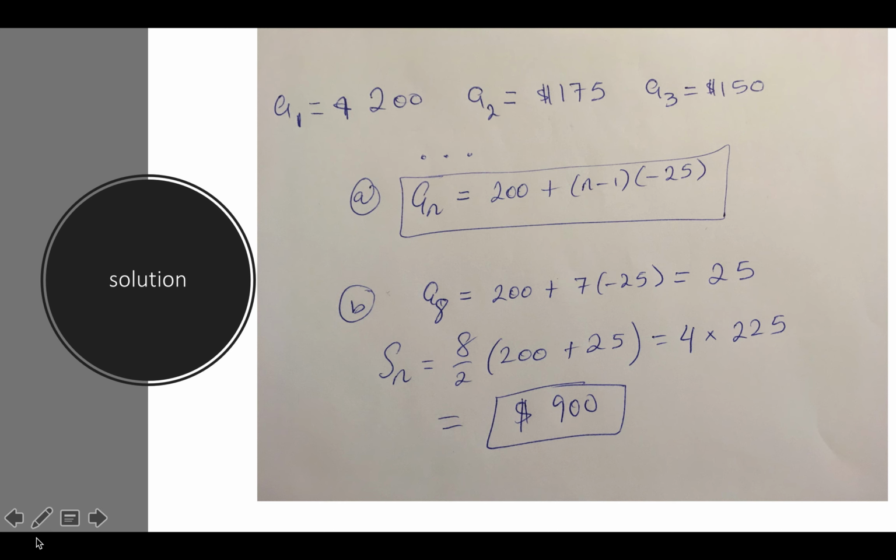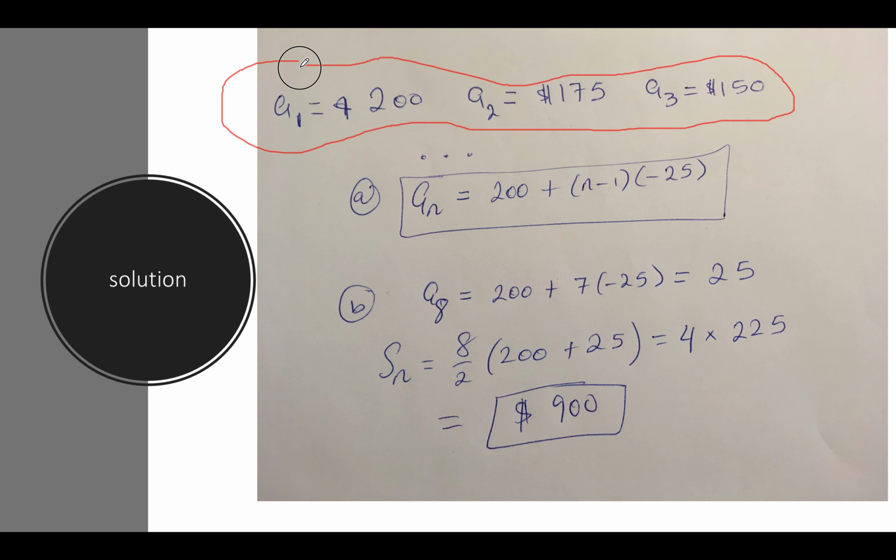So here's my solution. The first thing I did is put all the prices out and label them in terms of their notation. The first element is 200. Second is 175. Third price is $150. Obviously, you can see the pattern. It goes down by $25. So this is an arithmetic sequence where the common difference is minus 25.